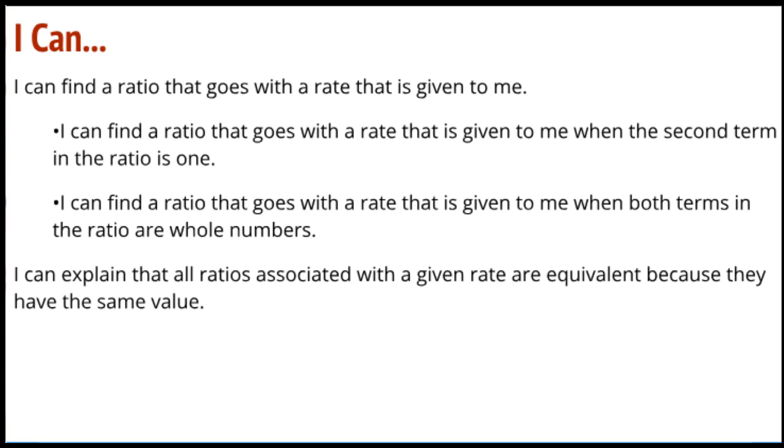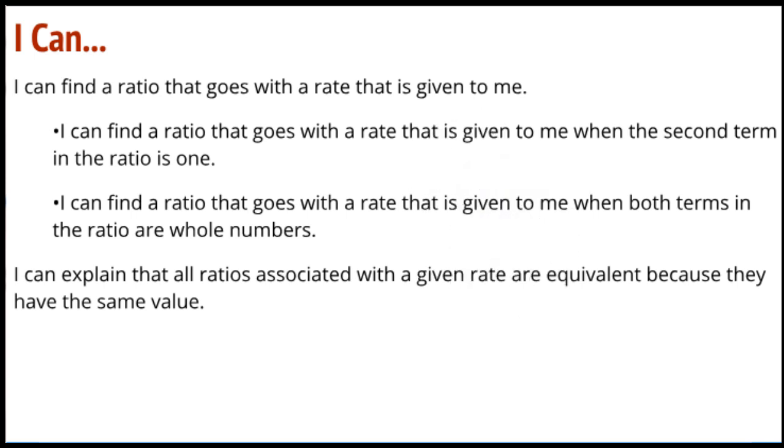Second, find a ratio that goes with a rate that is given to me when both terms in the ratio are whole numbers. So we get a rate, and a and b, when we figure out the ratio, both of these will be whole numbers. No decimals, no fractions.